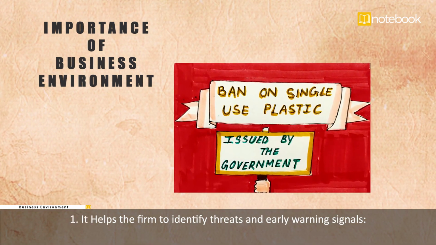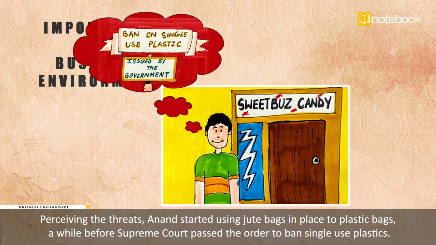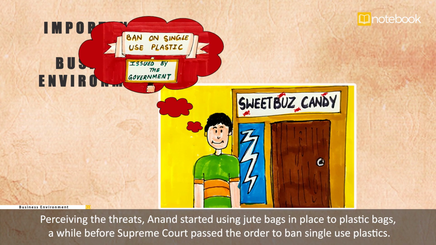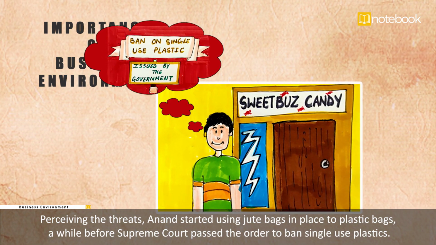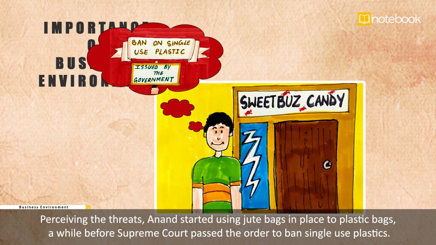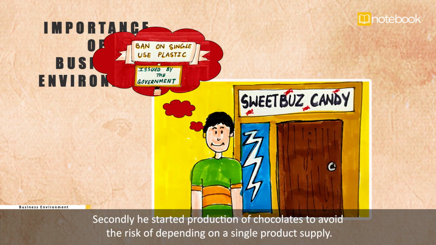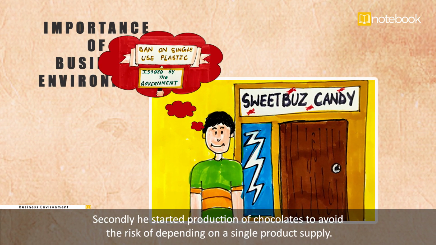It helps the firm to identify threats and early warning signals. Perceiving the threats, Anand started using jute bags in place of plastic bags a while before the Supreme Court passed the order to ban single-use plastics. Secondly, he started production of chocolates to avoid the risk of depending on a single product supply.